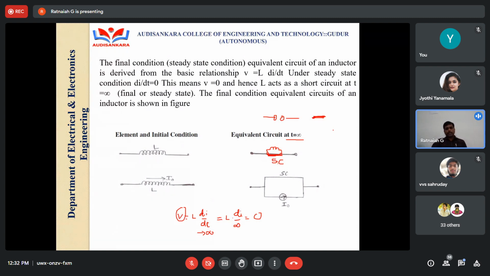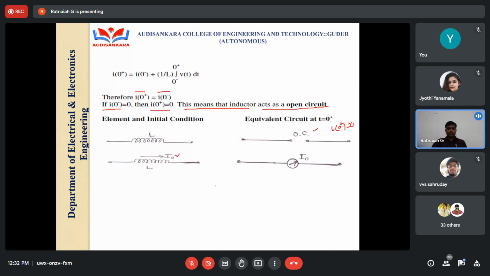Similarly, coming to the capacitor, how does the capacitor act initially, and how will it act at steady state? Remember, yesterday we had a discussion about mobile phone charging. So let us take the phone or an inductor.